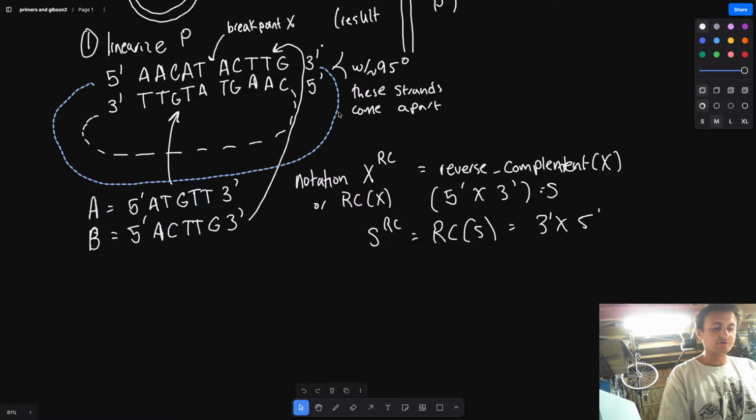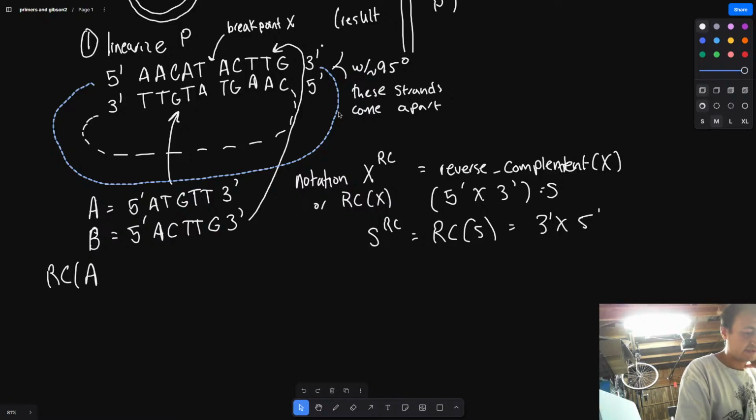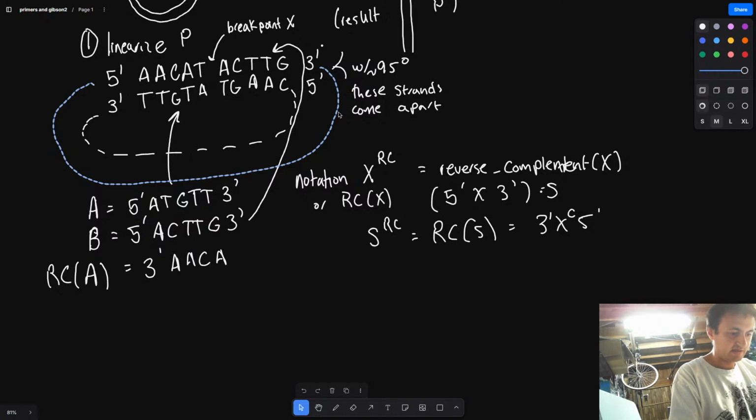Okay, so I'll do a couple of examples. So we'll write RC of A. This is going to be 3 prime, and then we're going to do the reverse complement, and this is going to be the complement. Okay, so what do we have? We have a T at the end here, so we want A, C, A, T. A cat.